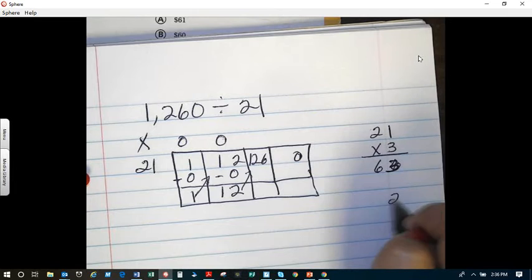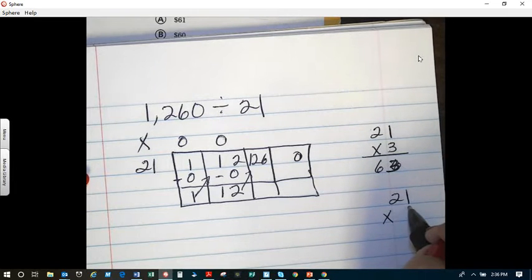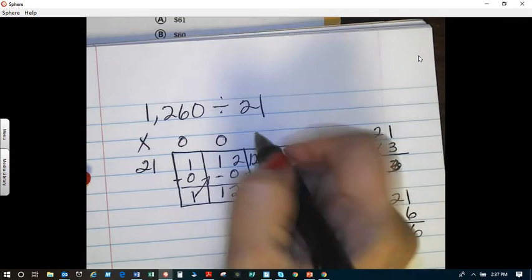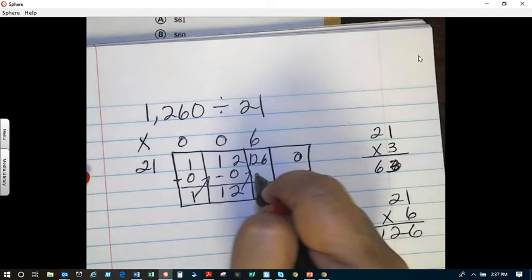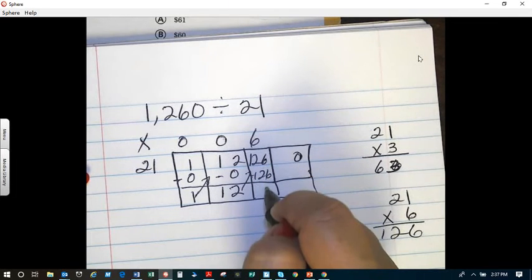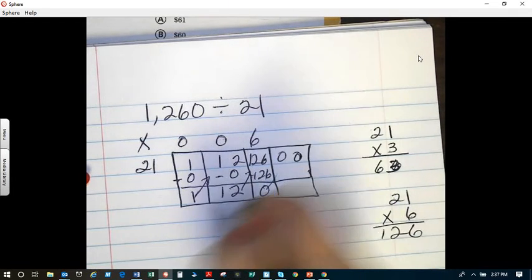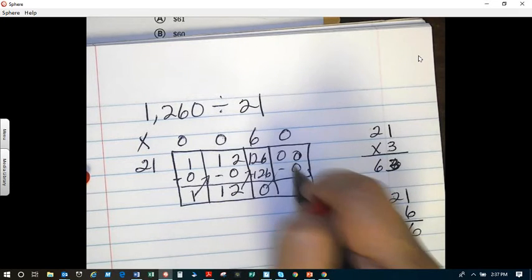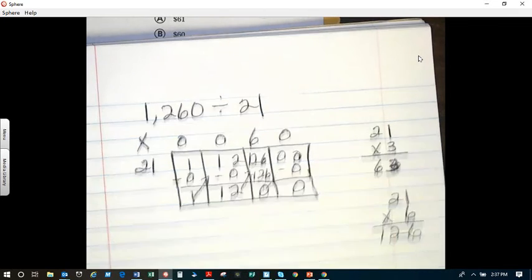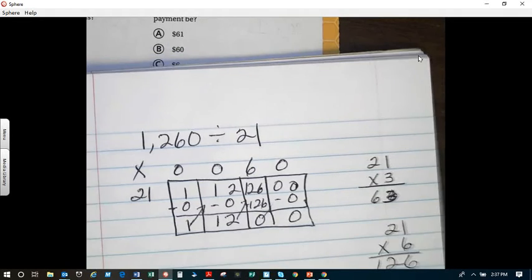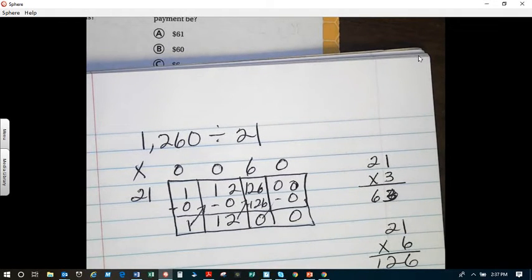So let's do 21 times 6. So that's 6. 2 times 6 is 12. So that's what it would be. And it's 126. And then 0, bring that up. And that'll be 0 minus 0 is 0. So how many payments? Each payment will then be what? $60.